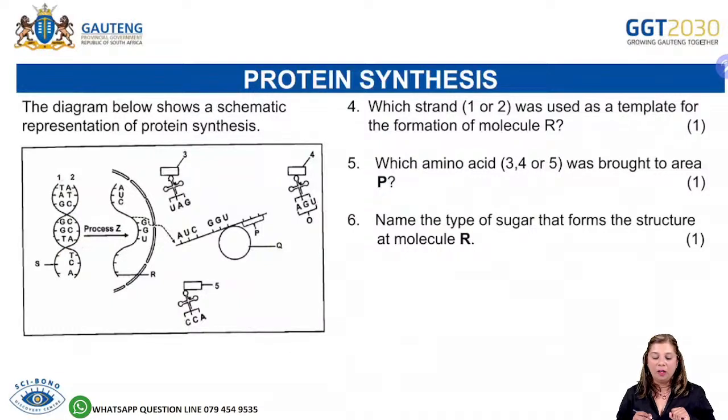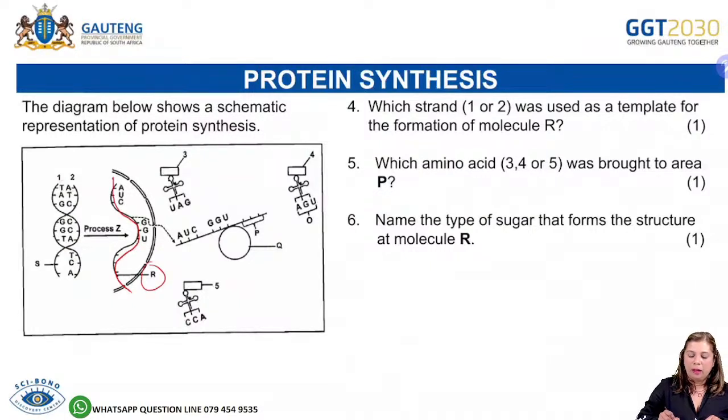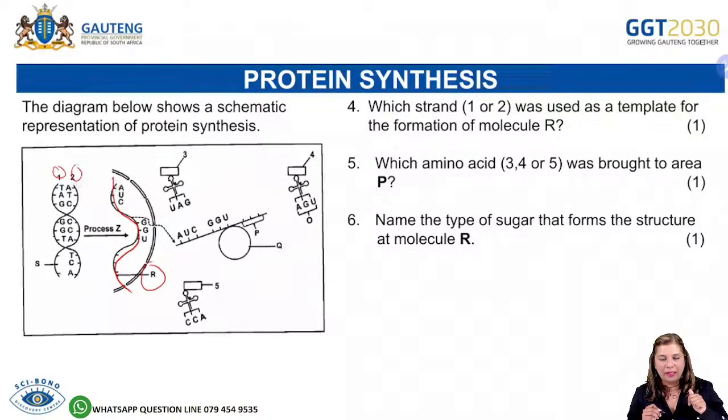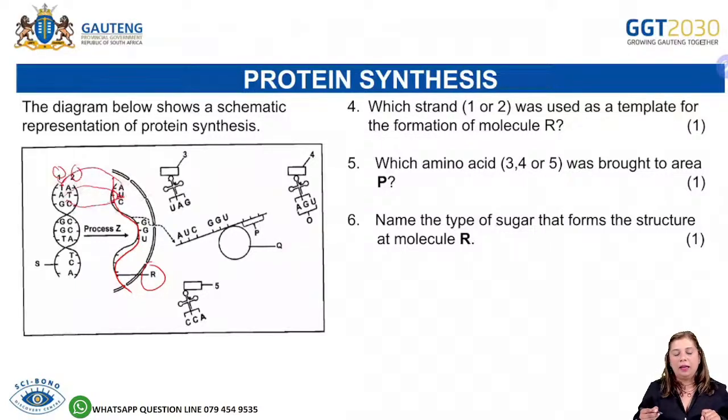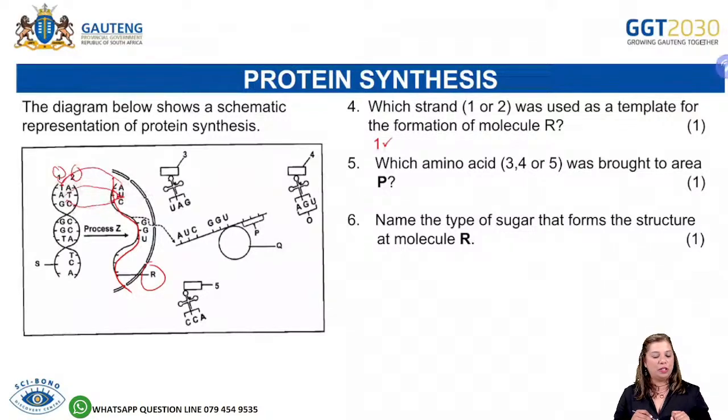Now, if you look at the second part, which strand 1 or 2 was used as a template for the formation of molecule R? There's molecule R. Okay? So they want to know which one, was it the strand or was it the strand that was used to form that? Now, we need to see what it would have complemented with. It can't be strand 2, because A and A won't complement each other. We know the complementary pairs. We know A and T, and we know G and C. So it has to be the strand, because if you look at it, A complements T, A complements U in mRNA, G complements C, and let's see, correct. So it would be strand 1.